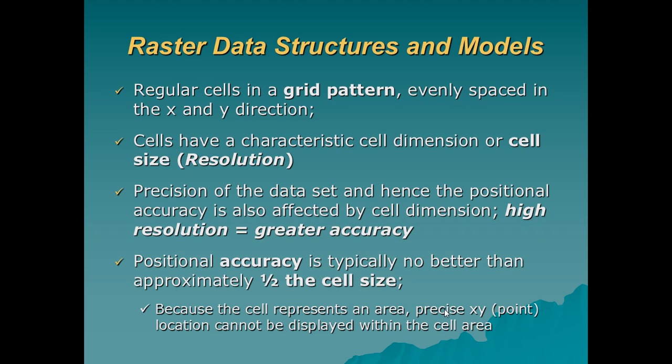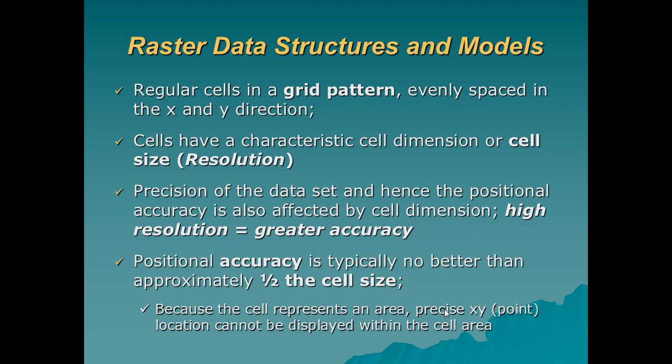Now we're going to have a brief introduction to the raster data structure, but that will be continued in the following week's lesson. So the raster data model, what does it look like? As we would have seen before, you have regular cells in a grid pattern that are evenly spaced in an X and Y direction. Alright? In other words, rows and columns. The cells have a characteristic cell dimension or cell size, which is what we refer to as resolution. If you recall, when we talked about resolution before, resolution is usually an indication of level of detail.